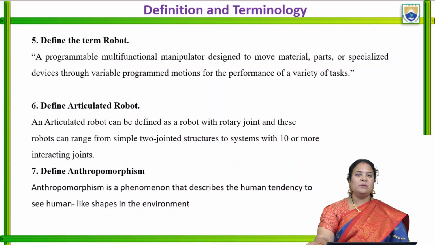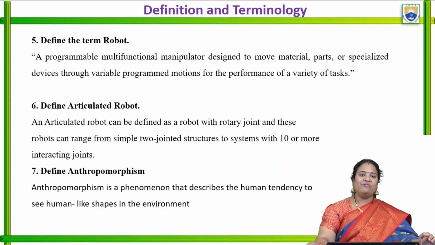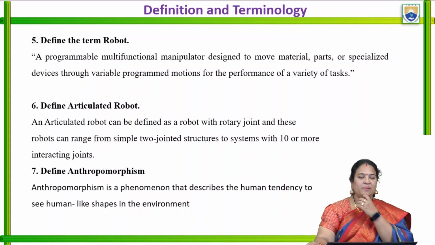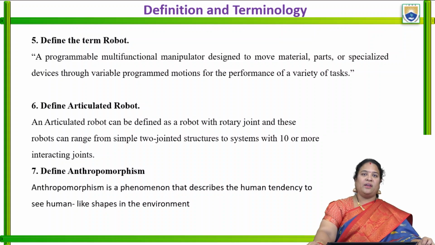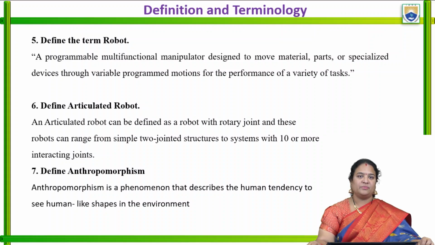So it is a programmable multifunctional manipulator. A robot is a programmable multifunctional manipulator which is designed to move material from one place to the other, or specialized devices through variable programmed motion for the performance of a variety of tasks. Right? That is known as a robot. That is a programmable multifunctional manipulator designed to move parts from one place to the other through variable programmed motion. Right? That is known as a robot.